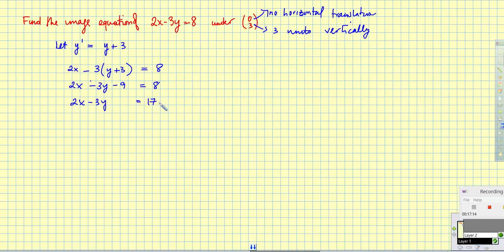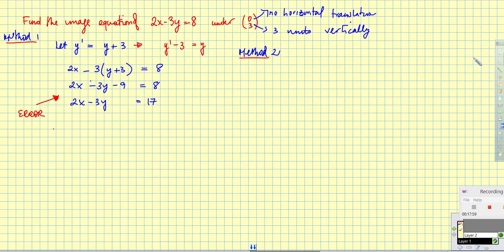Now, before continuing with the second method, I just realized that I forgot to do one important thing on this first method. The thing that I forgot to do was that in the initial part, where it said the new value of y, or y prime, equaling y plus 3, I forgot to isolate for the old value of y. So it was supposed to become y prime minus 3 is equal to y.